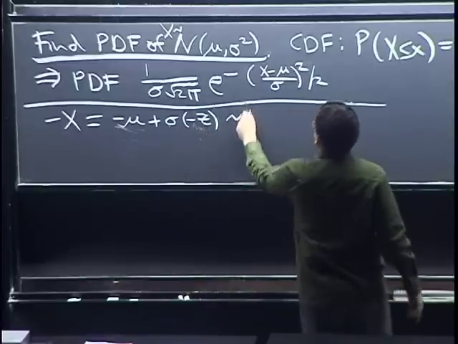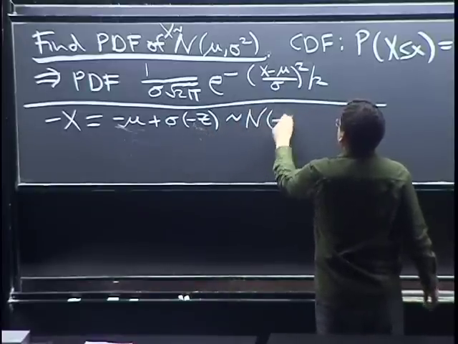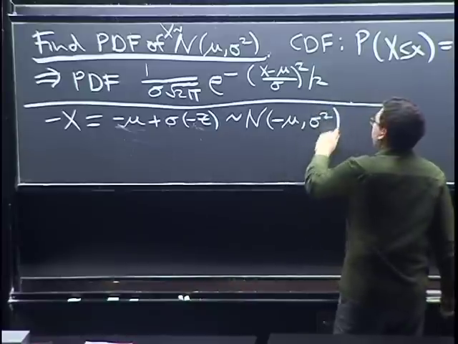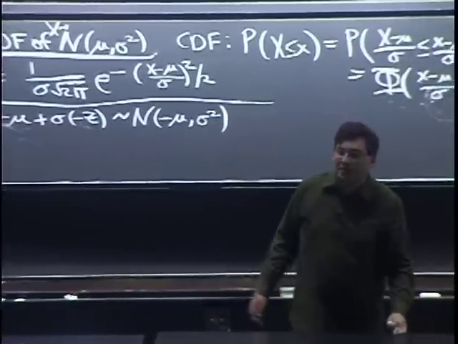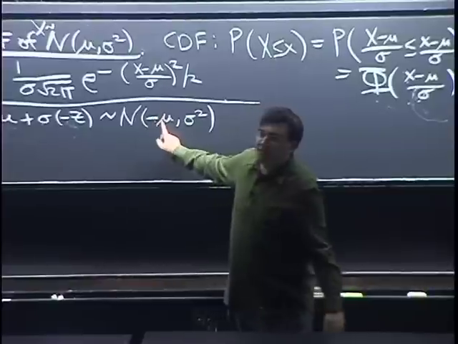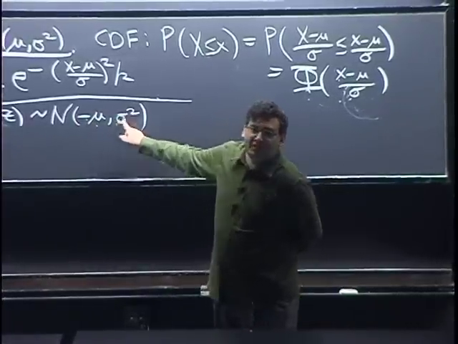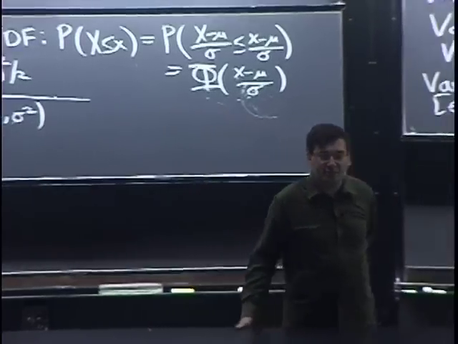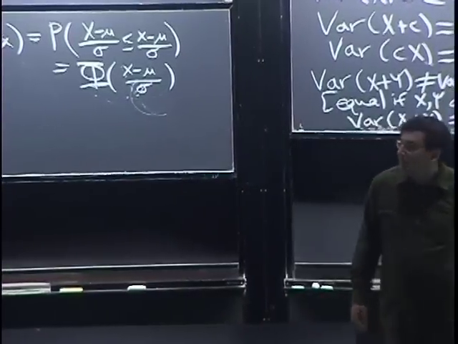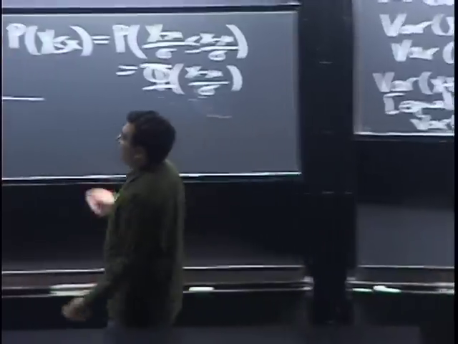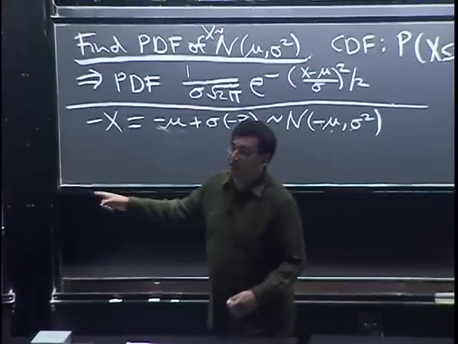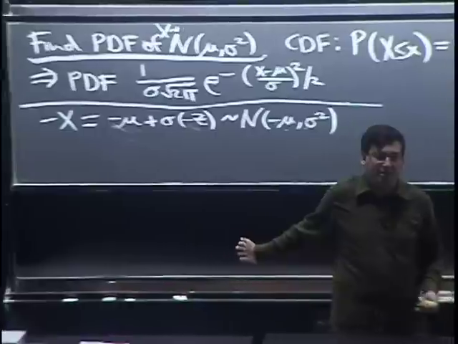So we immediately know that that's normal minus mu, sigma squared, which again makes sense intuitively because we put a minus sign on the mean. We do not put a minus sign on the variance because variance can't be negative. So the variance stays sigma squared. So you could do a calculation for this, but this is just immediate from thinking of x in terms of the standard normal, so this is the easiest way to do this.